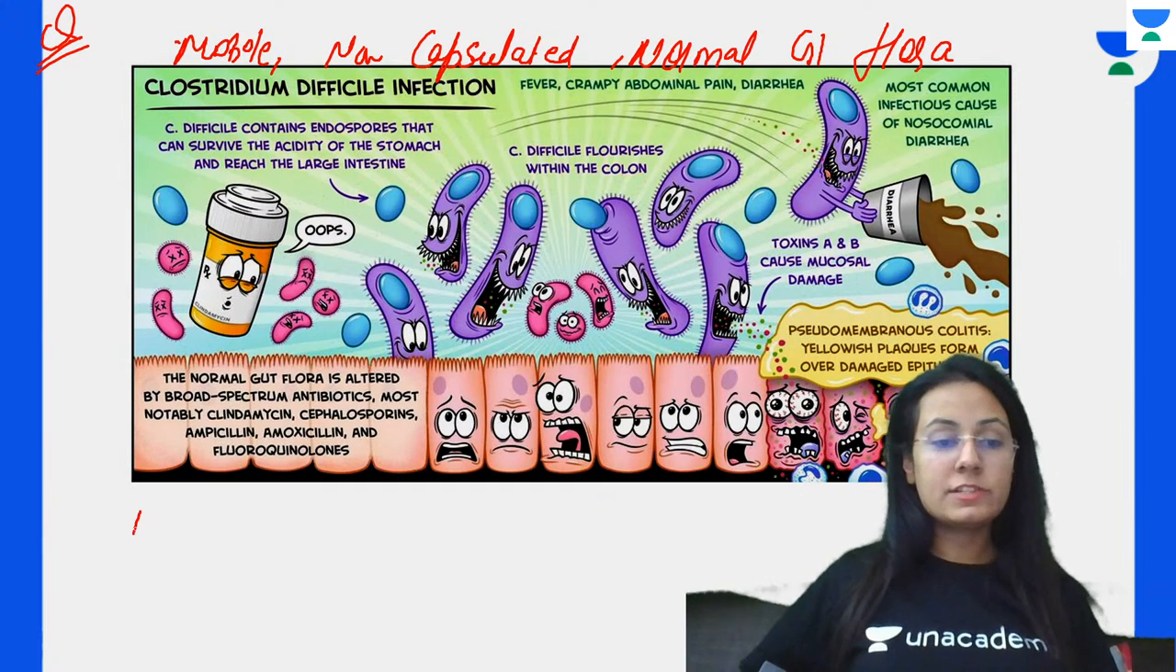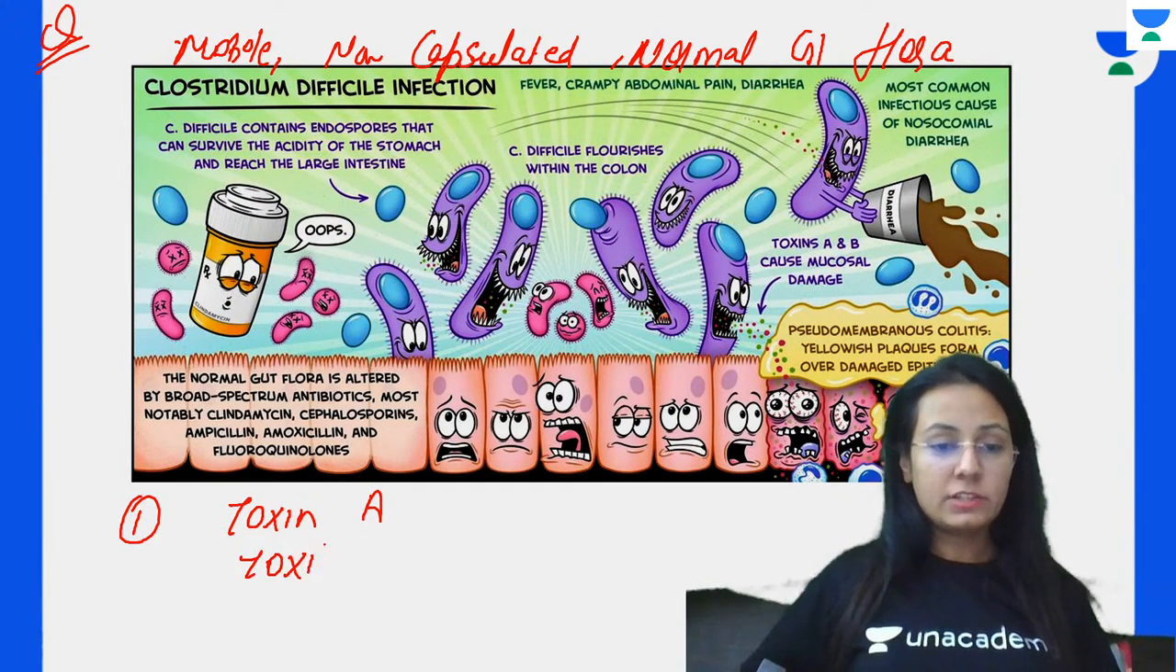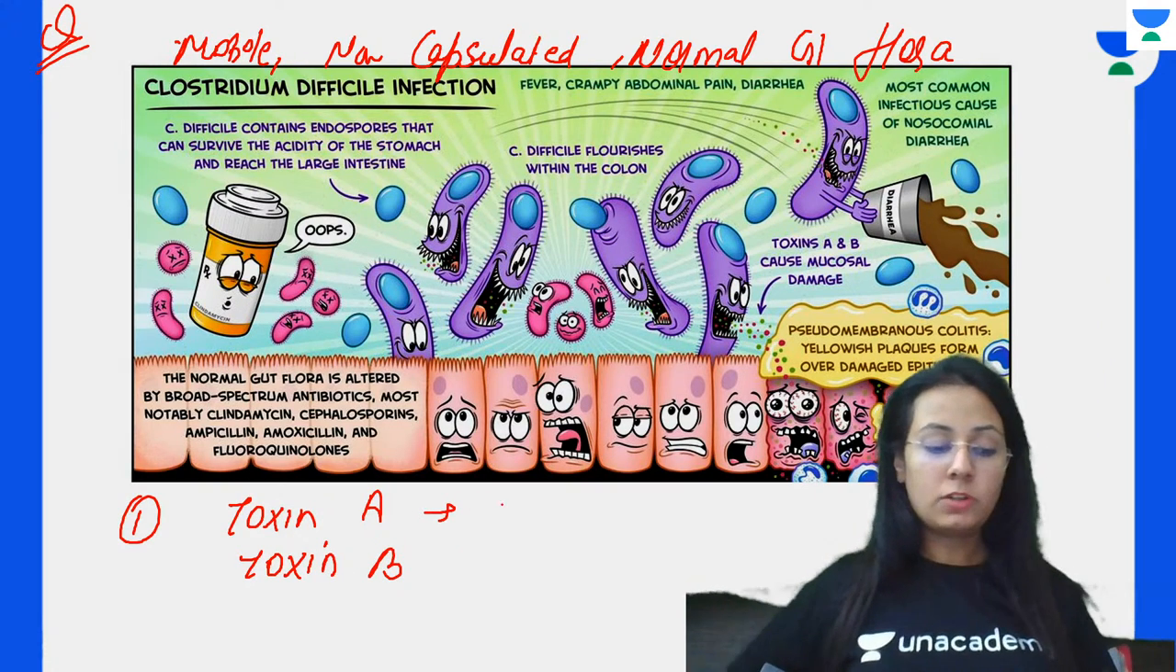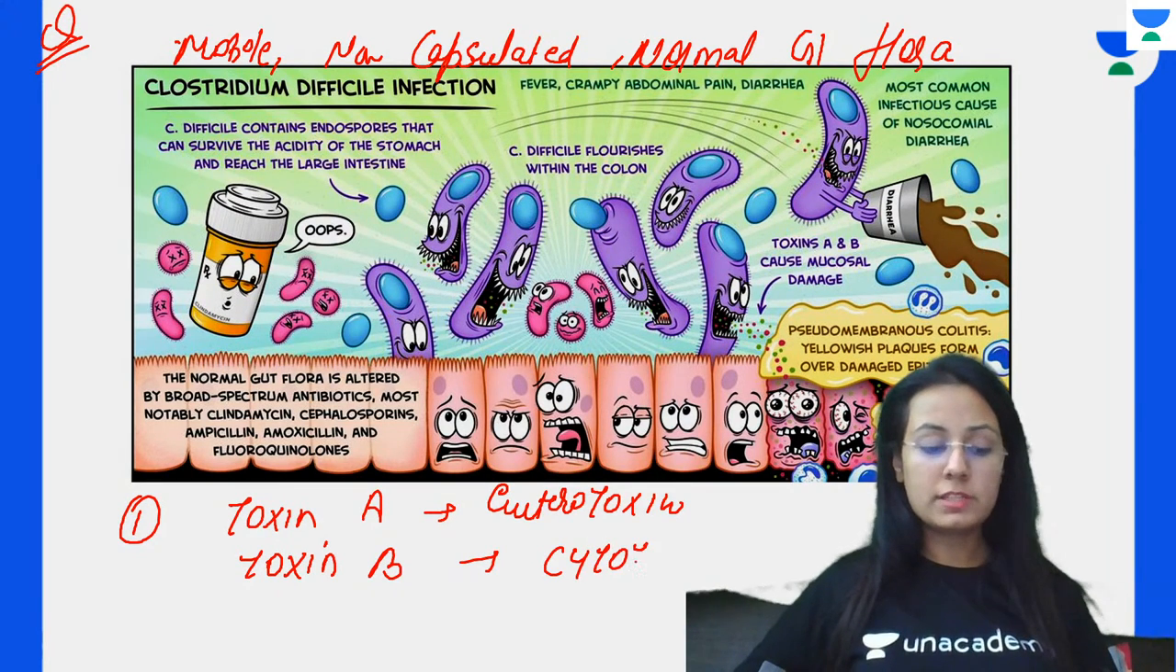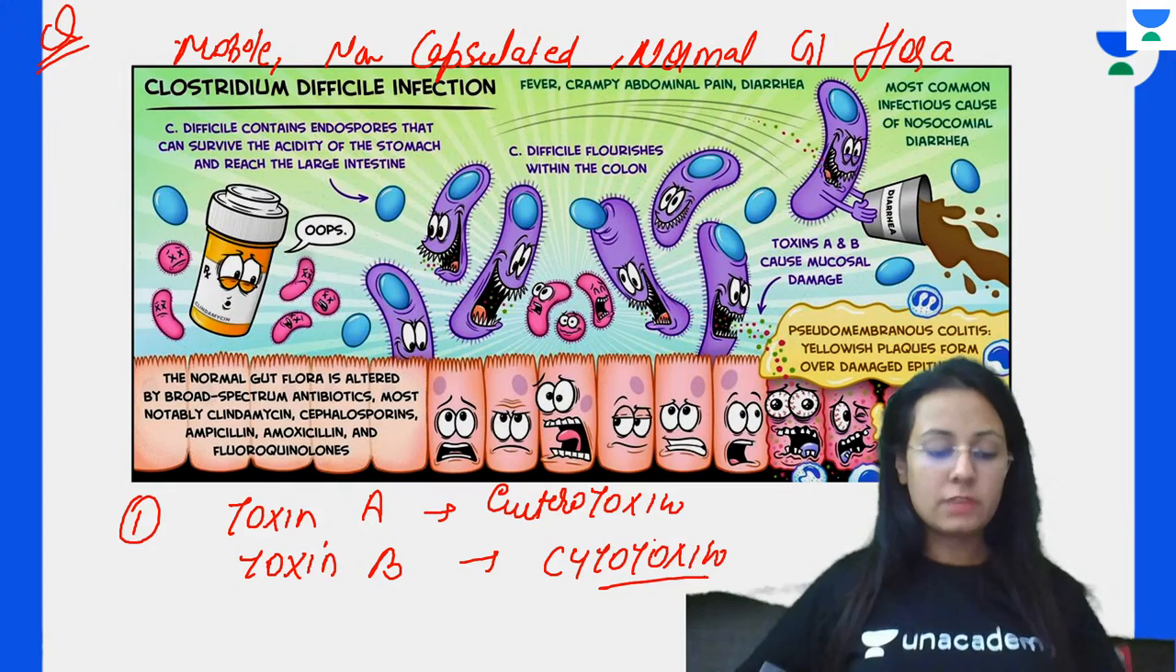And it releases two types of toxins, that is, toxin A and toxin B. Please remember, toxin A is what? An enterotoxin. Toxin A is an enterotoxin, and toxin B is what? A cytotoxin.